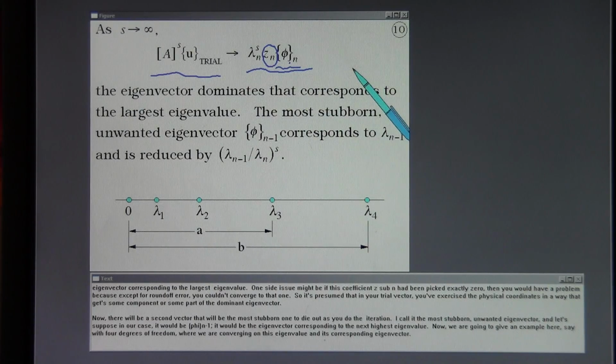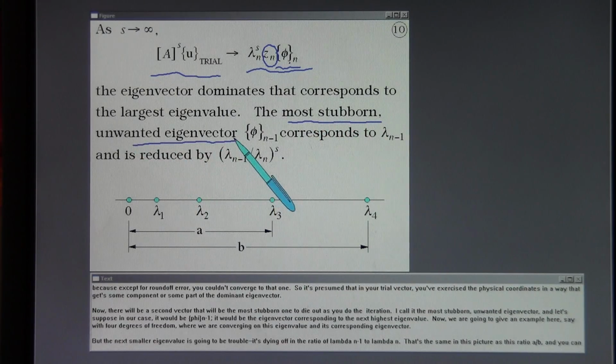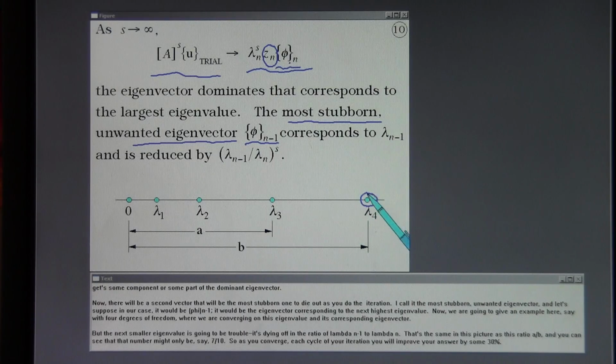Now, there will be a second vector that will be the most stubborn one to die out as you do the iteration. I call it the most stubborn unwanted eigenvector, and let's suppose in our case it would be phi n minus 1. That would be the eigenvector corresponding to the next to highest eigenvalue. Now, we're going to give an example here, say with 4 degrees of freedom, where we are converging on this eigenvalue and its corresponding eigenvector.